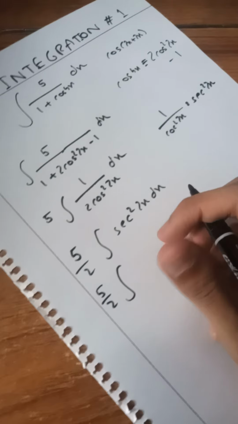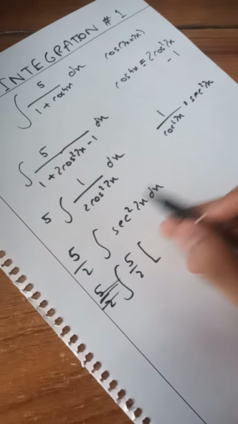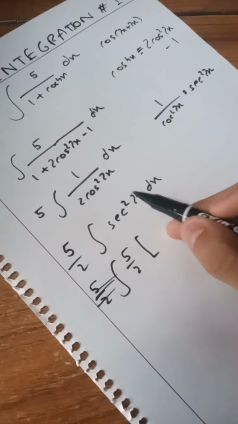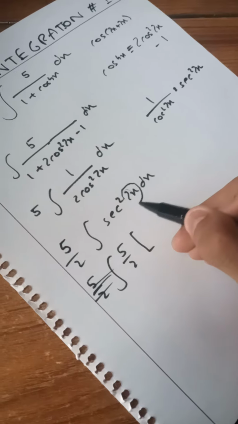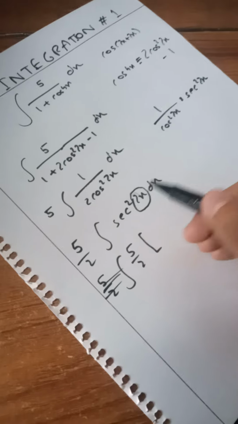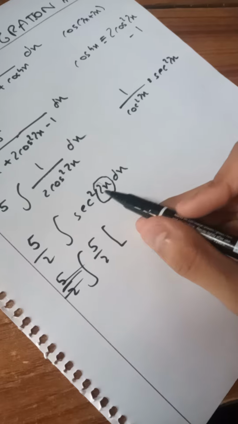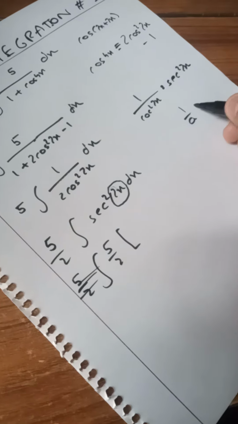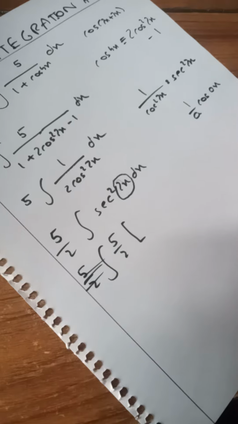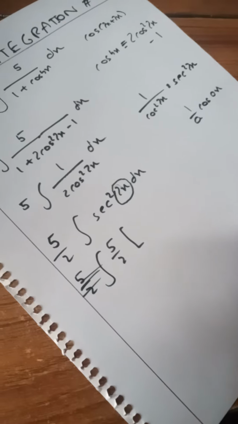We can use that here. For sec square x, in integration the rule is, let's keep this separate, we'll just focus on this part. There's an integration rule: if this is ax, then the integral would be 1 by a times tan ax. This is a rule, and we're just going to follow the rule.